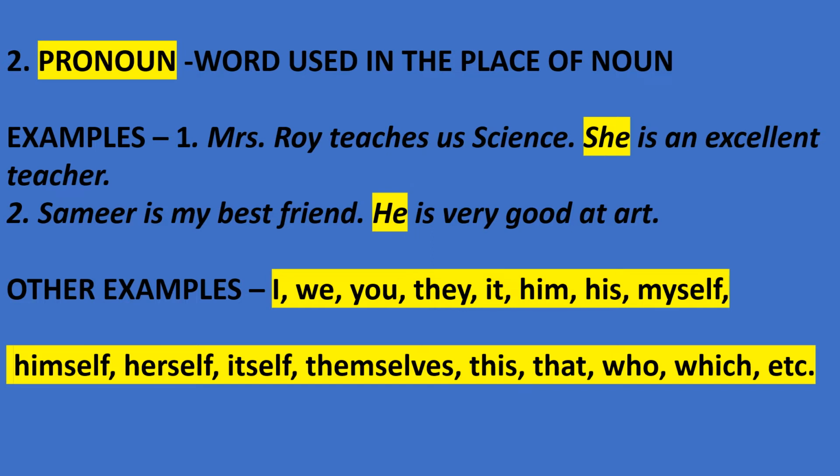So second sentence, Samir is my best friend. He is very good at art. So we are using he for Samir. Some other examples of pronouns are I, we, you, they, it, him, his, myself, himself, herself, itself, themselves, this, that, who, which, etc.